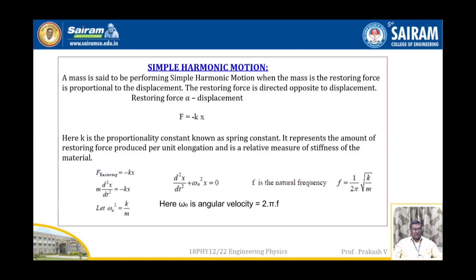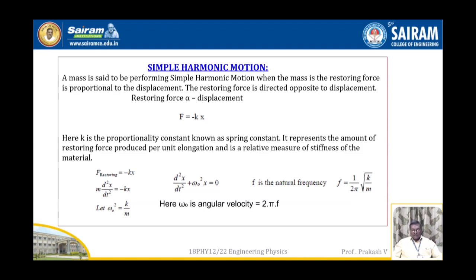A mass is said to be performing simple harmonic motion when the restoring force is proportional to the negative of the displacement. That is, F is proportional to minus displacement. When we remove the proportionality, a constant comes into the picture. So F is equal to minus K into X. Here K is a proportionality constant, also known as spring constant or force constant.